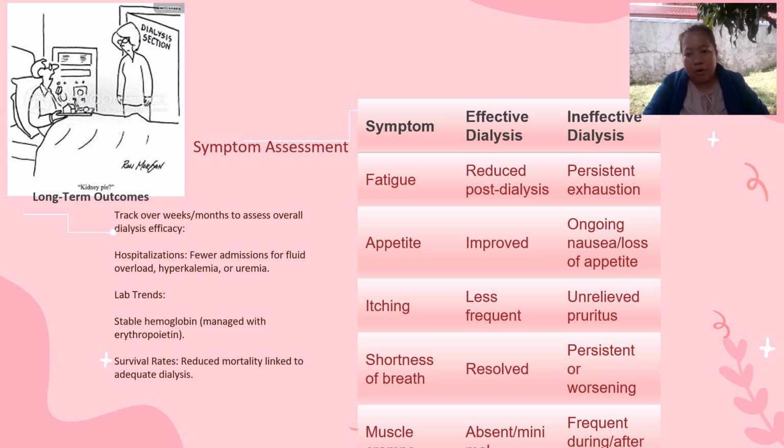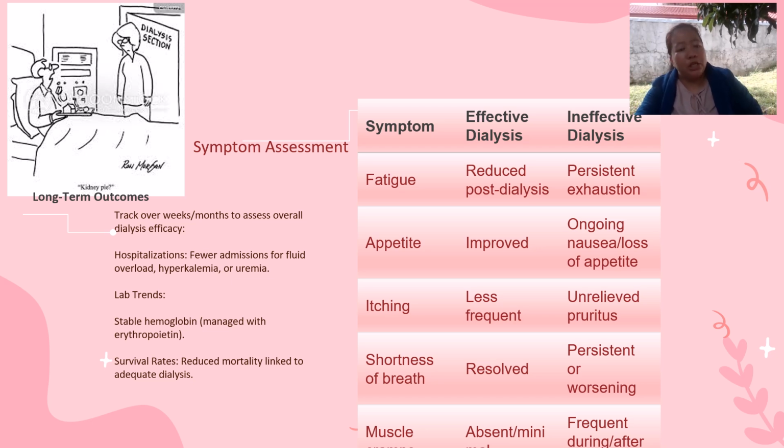If the itching is gone or less frequent, it's effective. And if there's unrelieved pruritus, it's ineffective. If the shortness of breath is resolved, then it's an effective dialysis. If it's still persistent, it's unresolved. Most of the time, patients have shortness of breath if there's increasing fluid in the body or they have missed a dialysis session. Next is muscle cramps. Absent or minimal means it's effective. If they are still frequent during or after dialysis, it's ineffective.